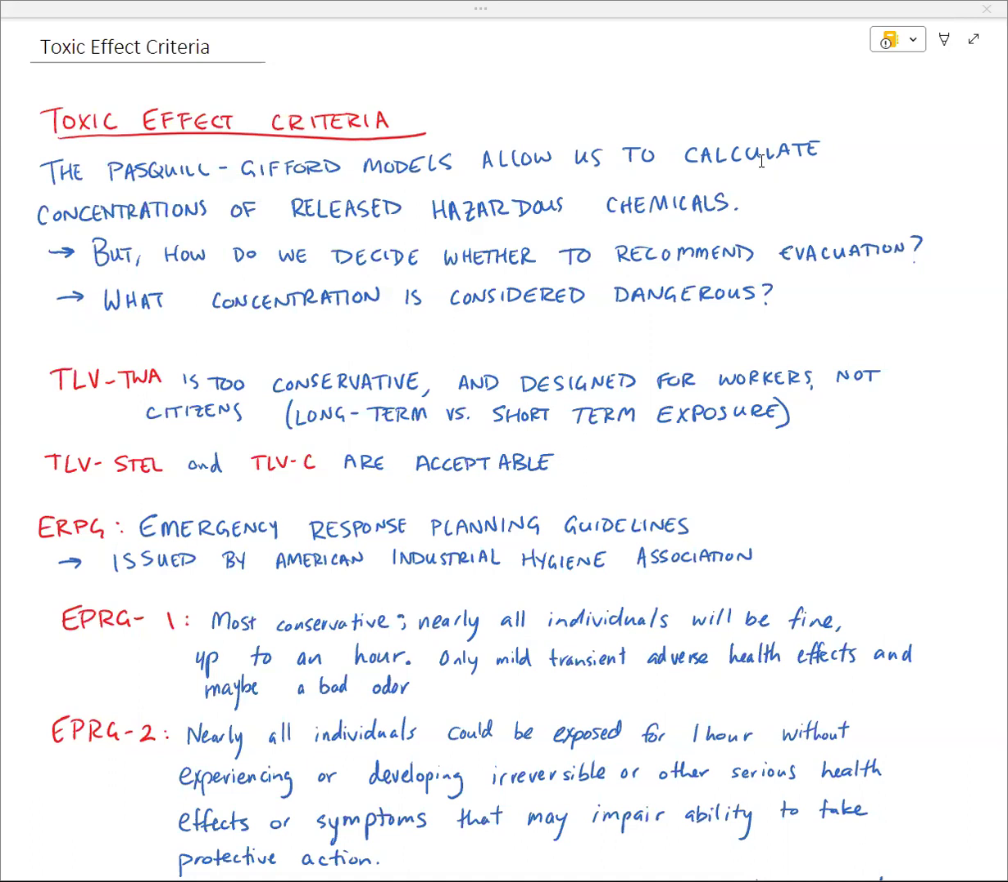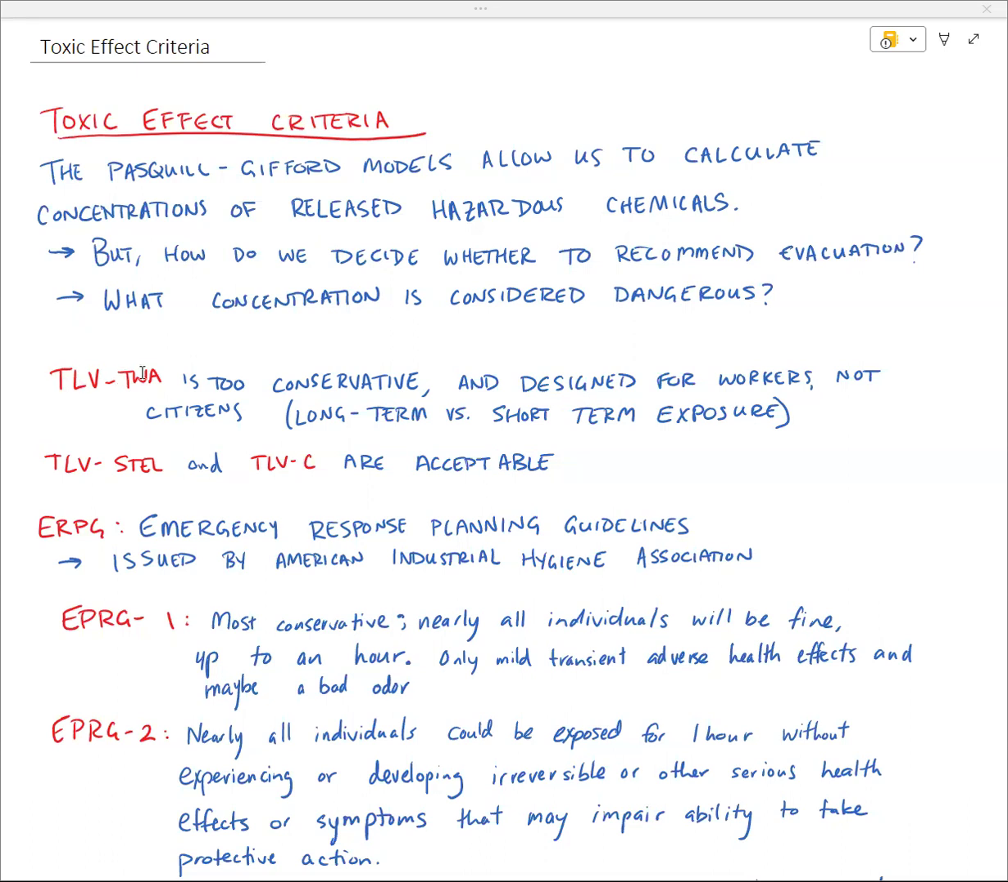So the main thing we need to know in order to make that consideration is what concentration would we consider as dangerous. One option, the default answer, you might remember back in industrial hygiene, we talked about the threshold limit value time weighted average. This is not a good value to use to determine evacuation. So remember what this means.